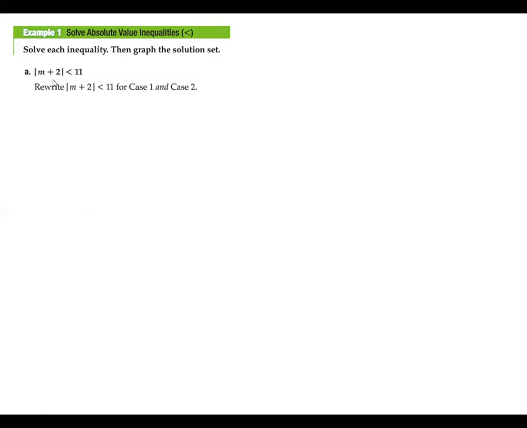The absolute value of m plus 2 is less than 11. That means the distance from m plus 2 to 0 on the number line is less than 11. Remember, you have to rewrite absolute value of m plus 2 is less than 11 for case 1 and case 2. So case 1, m plus 2 is non-negative, and case 2, m plus 2 is negative. So basically, case 1, you just rewrite the inequality without the absolute value symbol. And then case 2, you rewrite it with the inequality symbol reversed and take the opposite of what it's less than or greater than to.